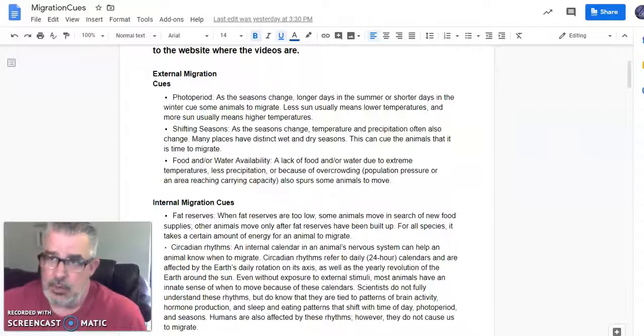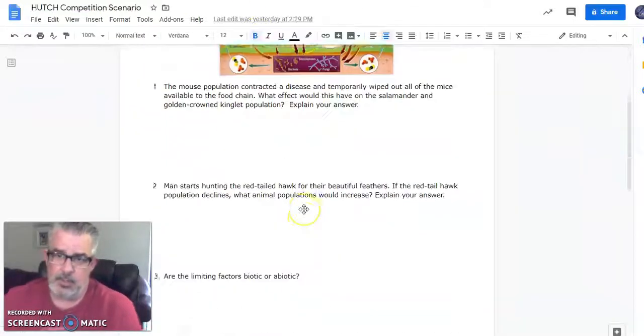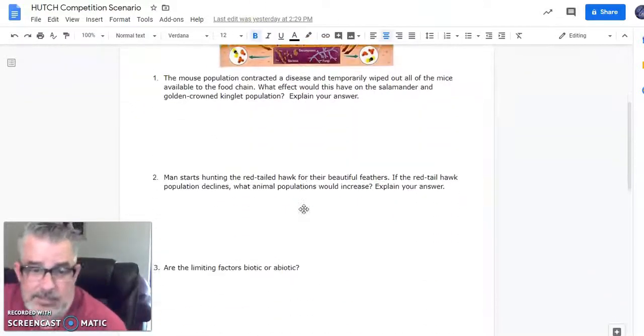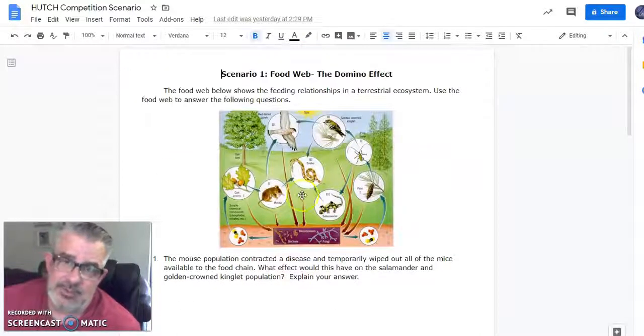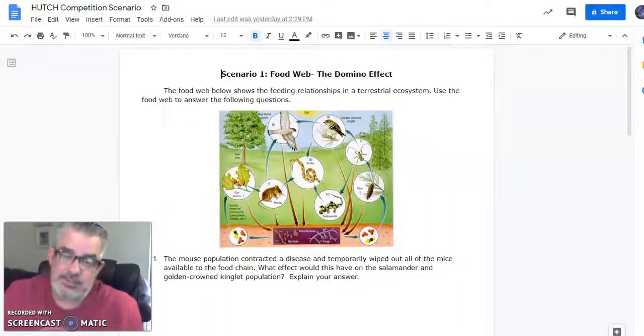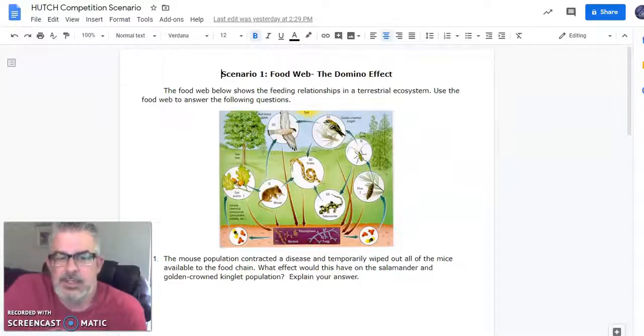Okay, and then of course the second thing that you all have to do, 3rd, 4th, and 7th, is that same scenario worksheet that looks like that. Okay, so those are the 2 things that each of those classes have to do before Friday. And again, if you have any questions, make sure you reach out to me. Had a couple people this week send me some messages asking for clarification, and again, I don't mind helping you out. So if you have any questions, let me know.